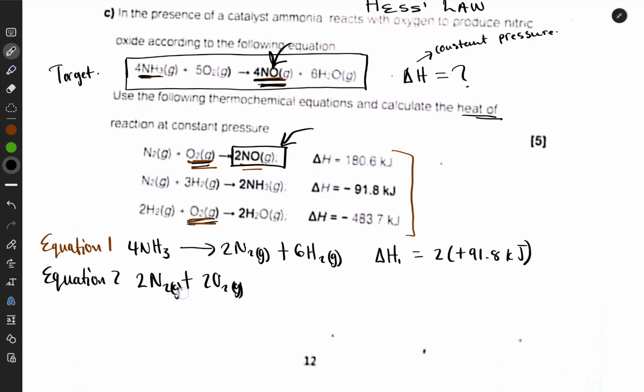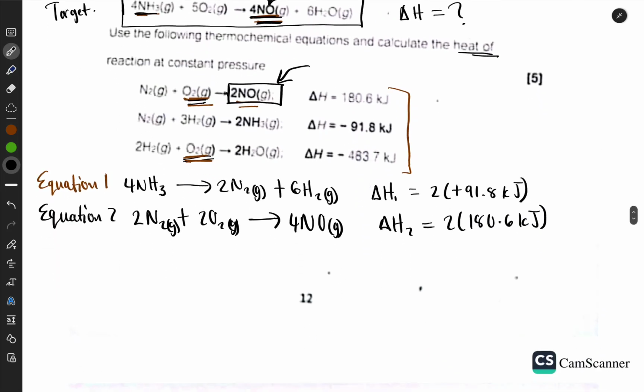Okay, this is a gas again. Then to give us, instead of 2NO, it's now 4NO gas. Because we have doubled from 2 to 4, we are going to double our delta H. We'll now have our delta H2 being equal to 2 times 180.6 kilojoules. Okay, you can be putting the solutions if you want.